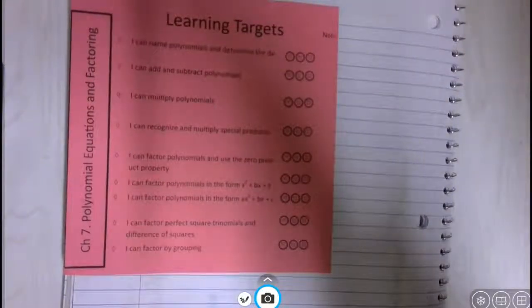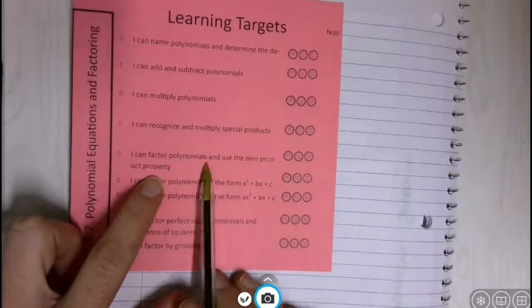All right, here we're looking at our notes for section 7.4. And as always, we start with our learning targets. What we're really going to do is write on our learning targets where we can find them in our notes, just to help us. Today we're really just going to be factoring some polynomials and using the zero product property.